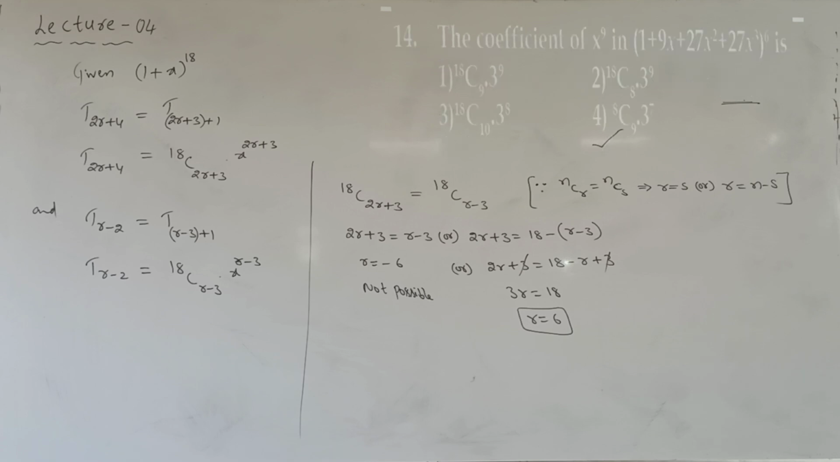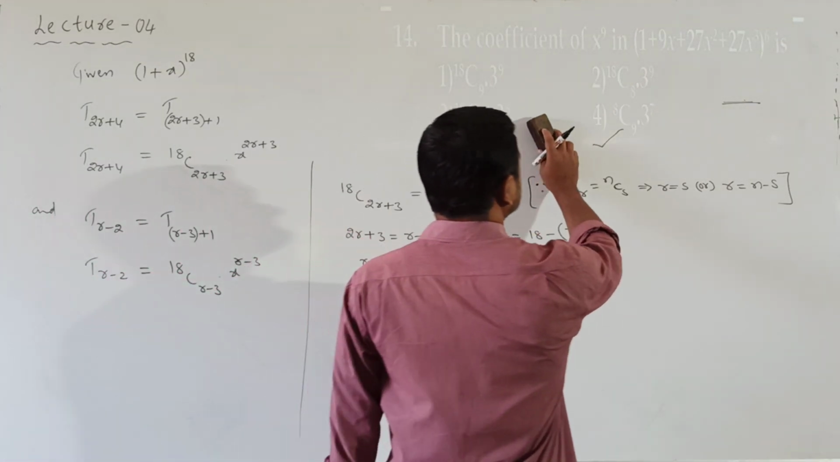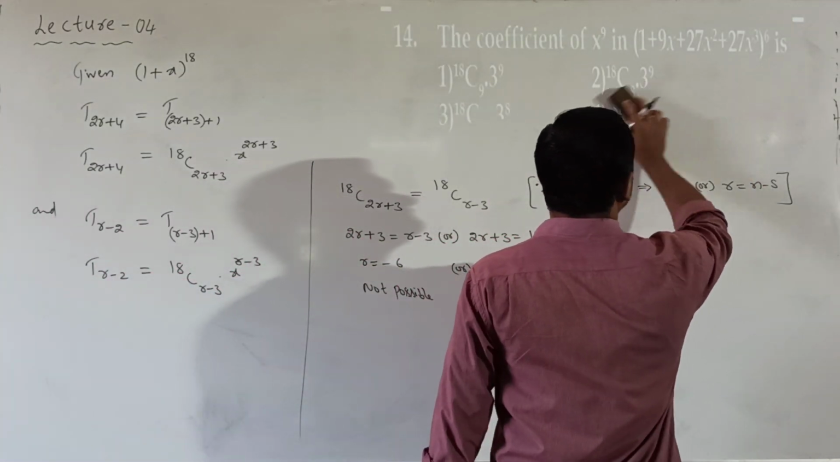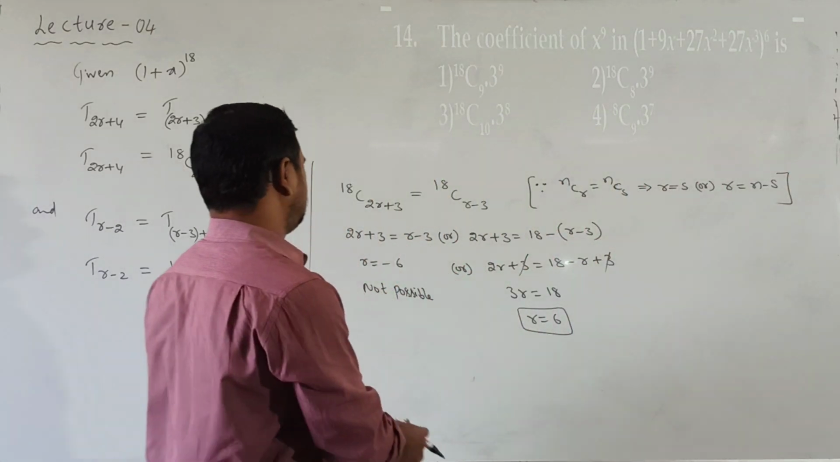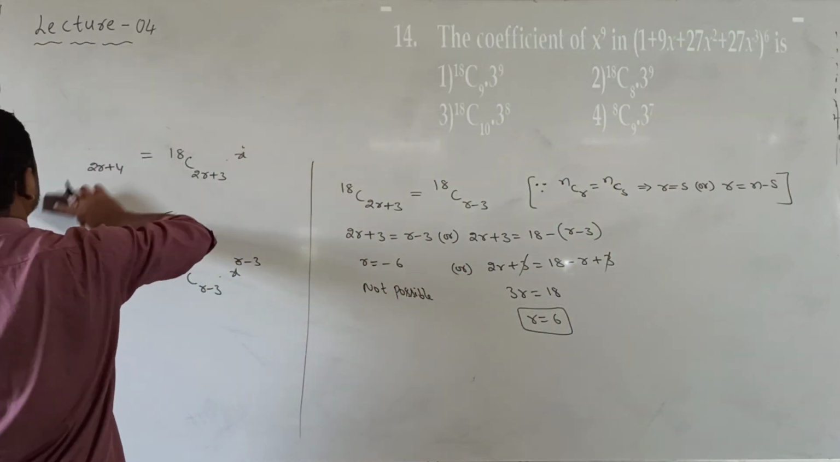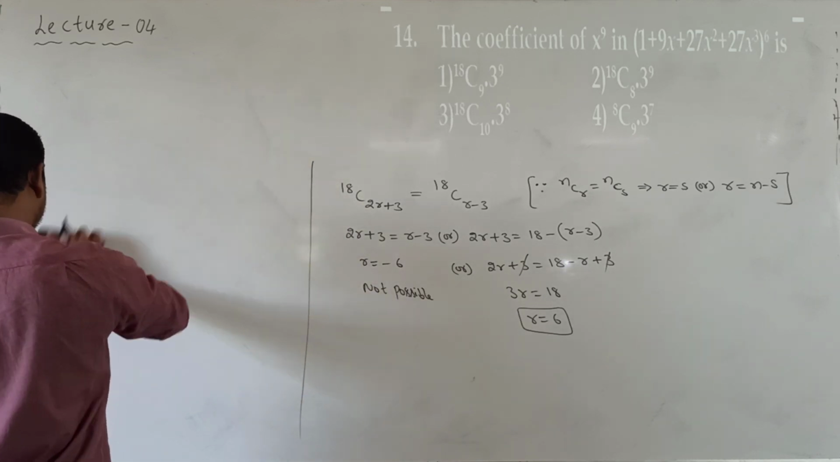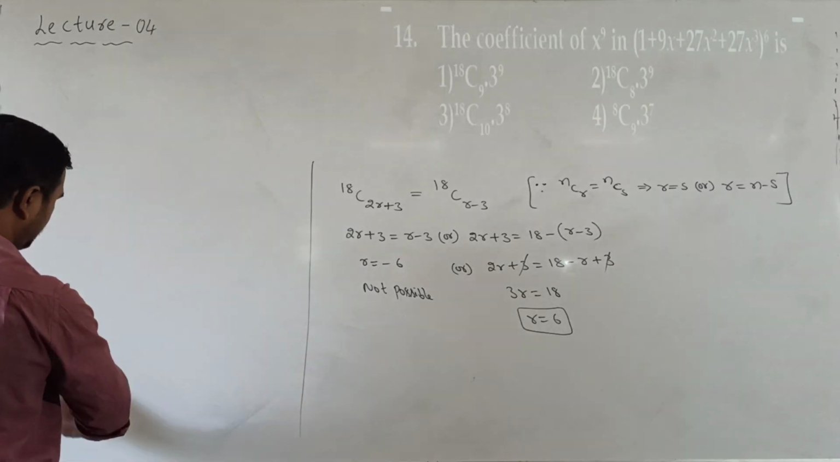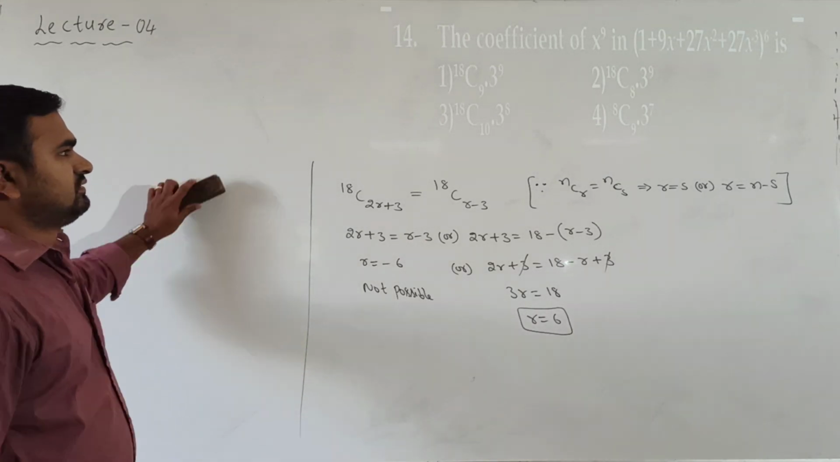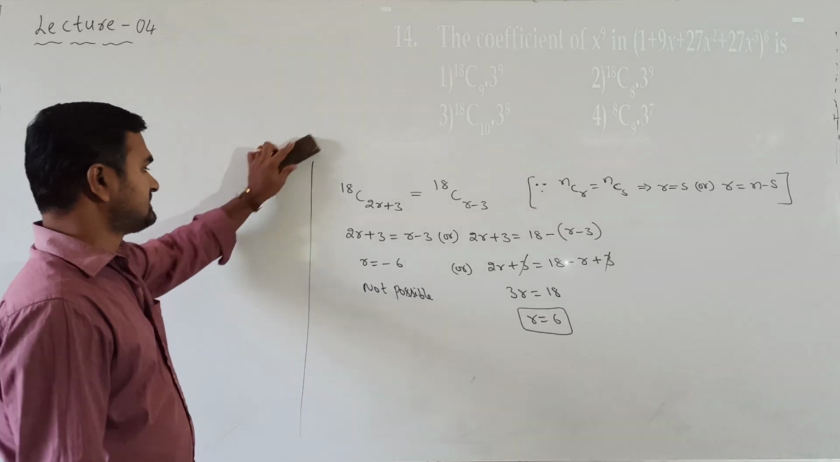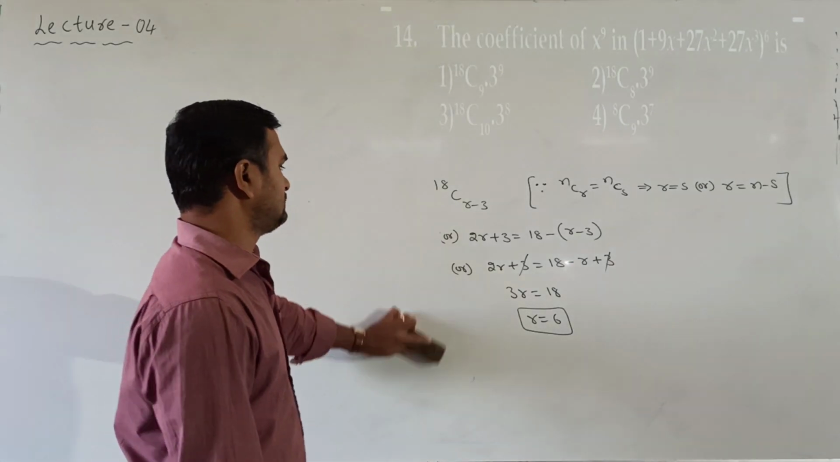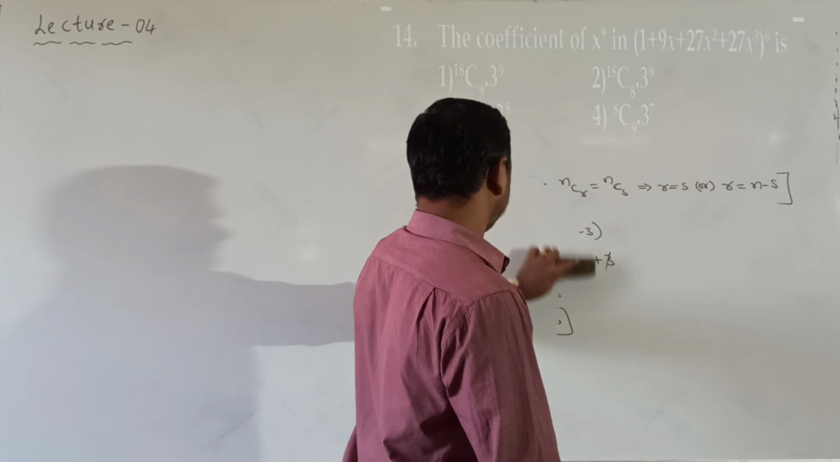See the next question. The coefficient of x^9 in the expansion of (1 + 9x + 27x^2 + 27x^3)^6 is. Now in the expansion we have to find the coefficient of x^9.